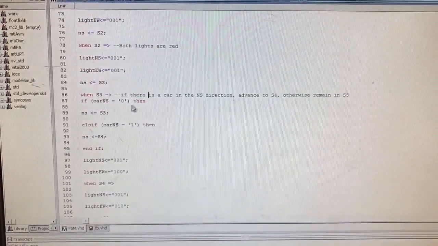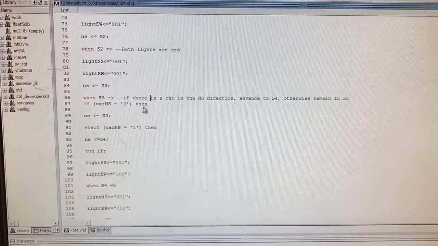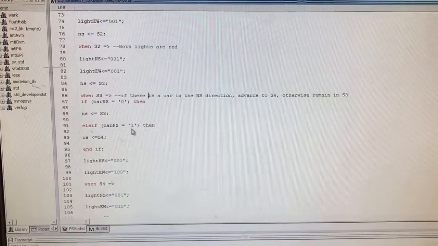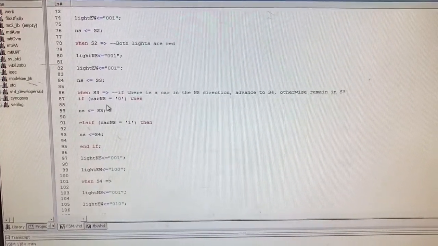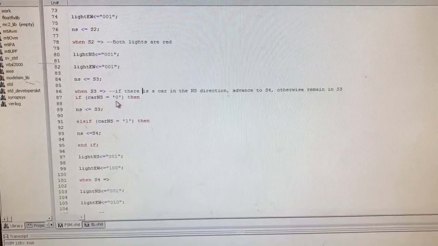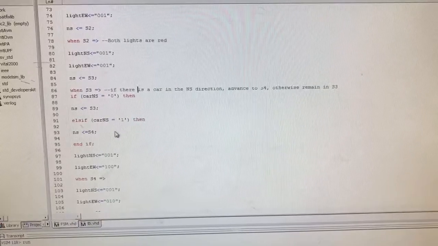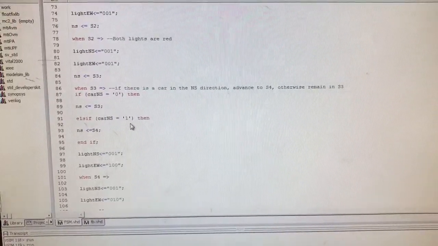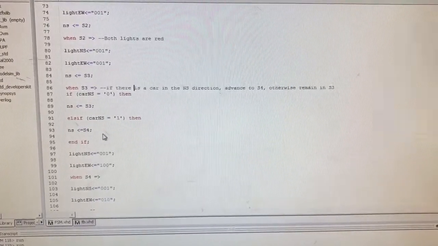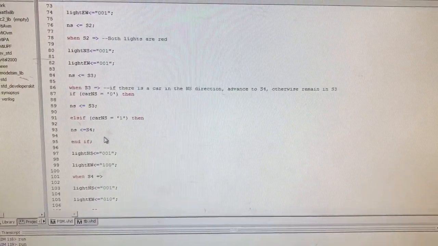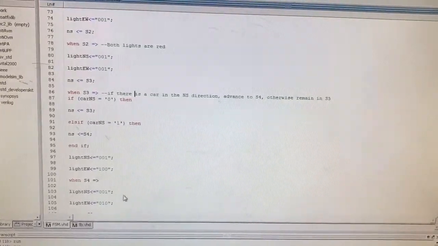State 3 is if the light is green in the east-west direction. And while we're in this state, we're checking north-south, and we state that if there is no car sensed in the north-south direction, right here, 0, then we stay in the state. However, if we do sense that there is a car, or car NS equals 1 in the north-south direction, then we go to state 4, which begins changing the east-west lights to yellow.